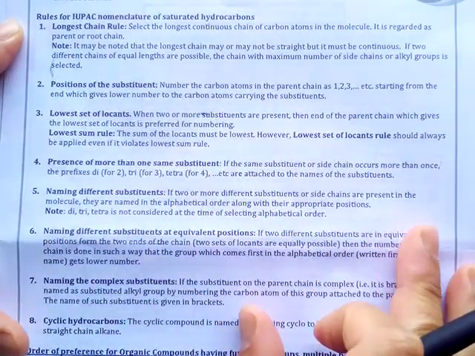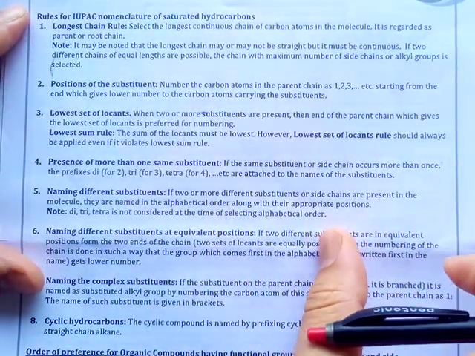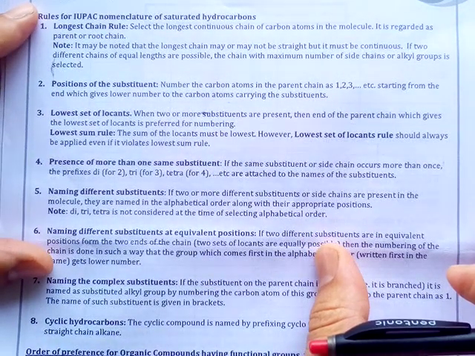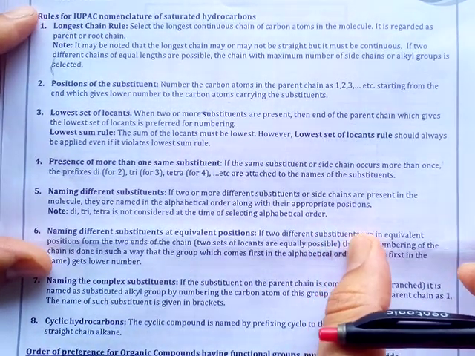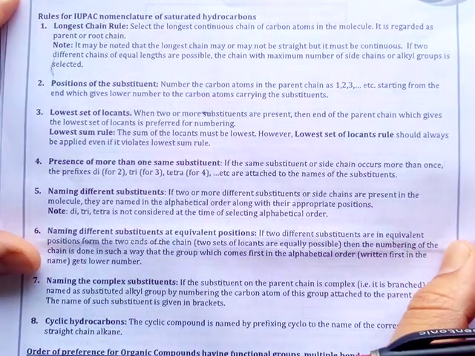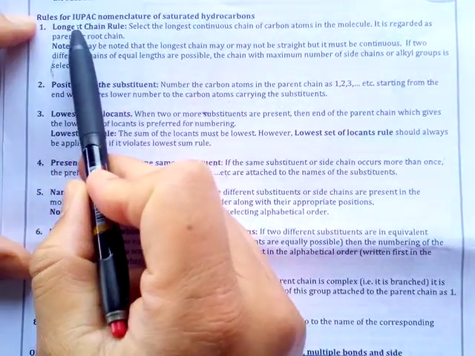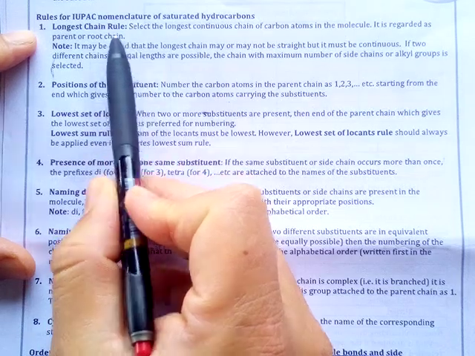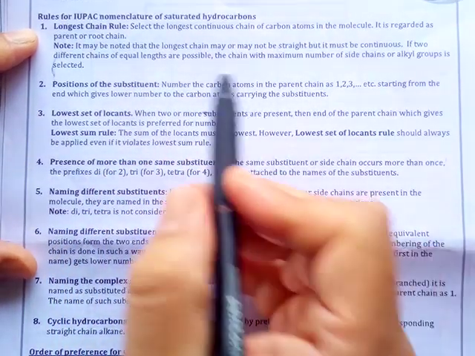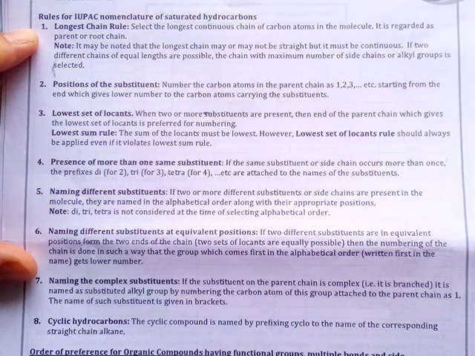Similarly, for the prefix, if there is more than one, then we'll just write di, tri, tetra, okay, according to their numbers, and we also have to mention their position while numbering in the parent chain. Now, the IUPAC rules for the nomenclature of saturated hydrocarbons, right? Saturated means it has only single bonds.